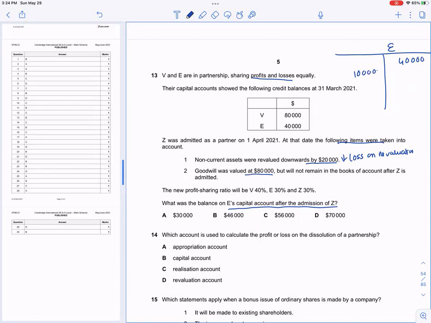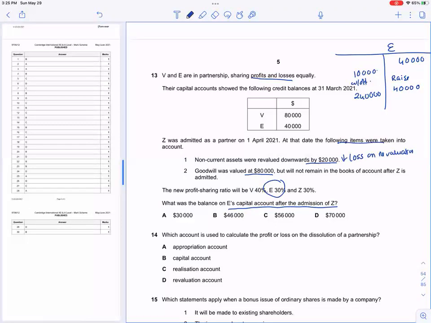Goodwill was valued at 80,000 but will not remain in the books. So I will raise the goodwill over here and I will write off the goodwill over here. Raise in old partners' old ratio, right? Yeah, 40. And it will be written off in all partners' new ratio. So it will be 30% of 80,000. Yes. 80,000 into 30%, so 24,000.